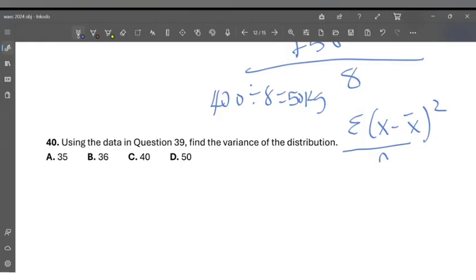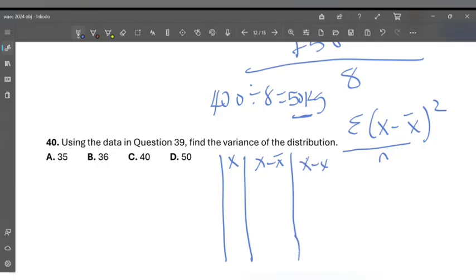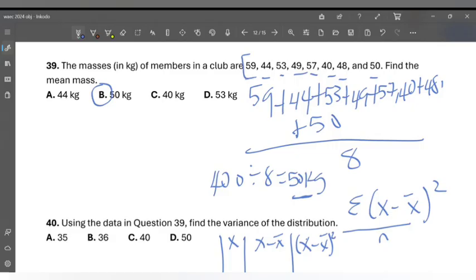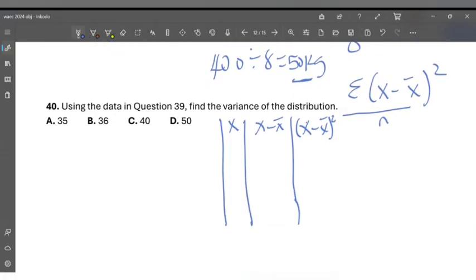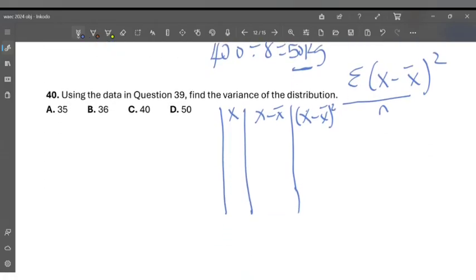Where x bar is the mean, and in our previous question we had gotten our mean to be 50 kg. So our x bar is 50 kg. I'm going to draw a table which contains x, and also x minus the mean x bar, and then another column for (x minus x bar) all squared. For x, it is all these masses, 59, 44, and all of that. I'm going to have them in my x column. So let's write that out.